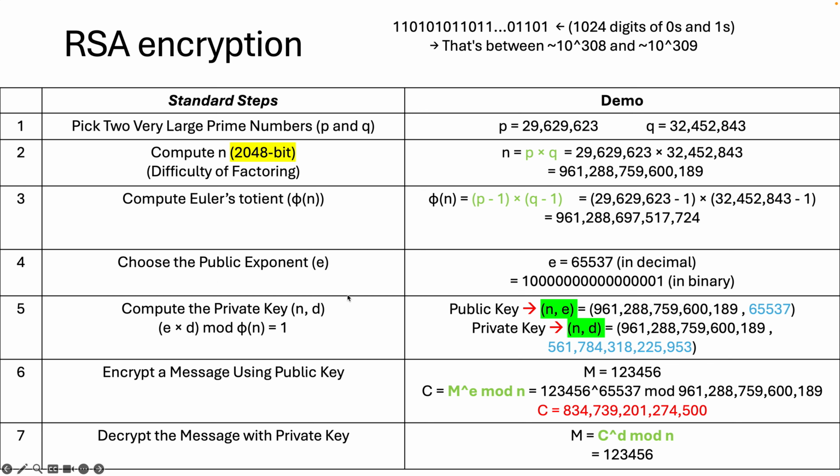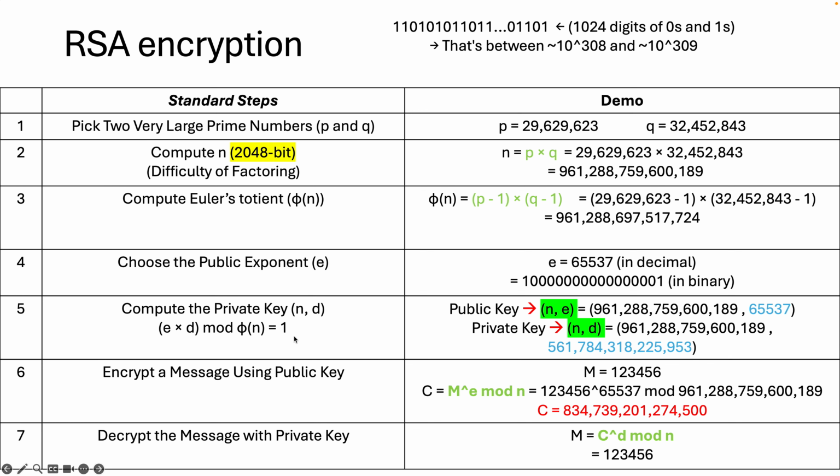Step 4. Choose the public exponent e. E should be smaller than phi of n, and it needs to be a prime number. Normally, here we choose e equals 65537 because this number is not only a prime number, it has only two 1 bits in binary, so the computations will be faster.